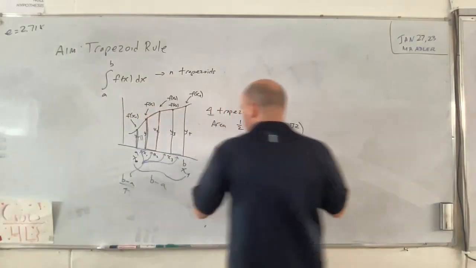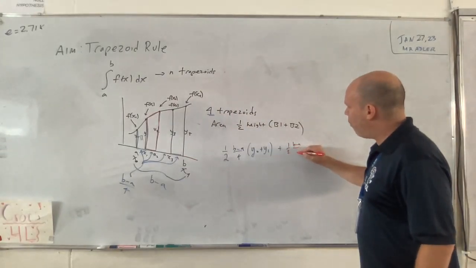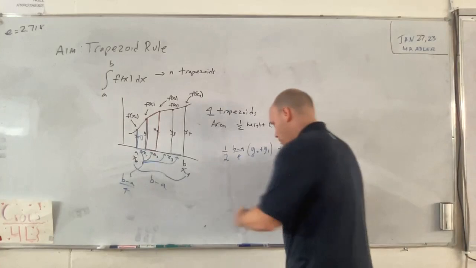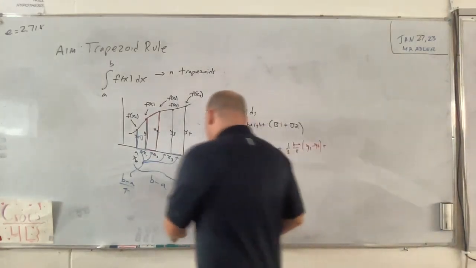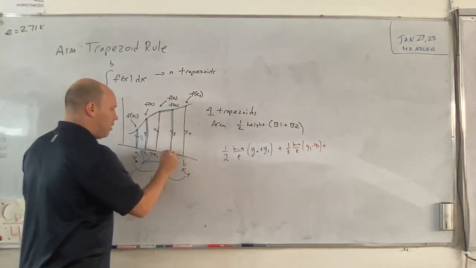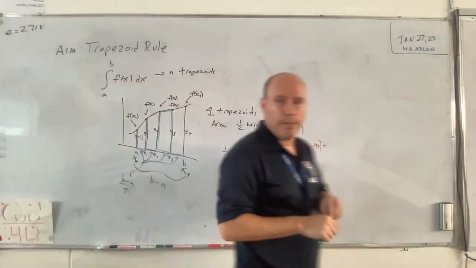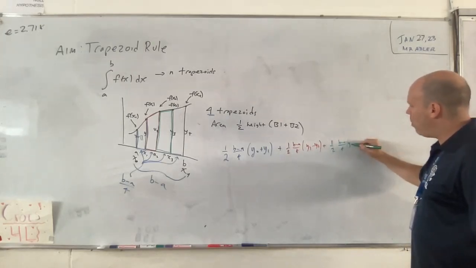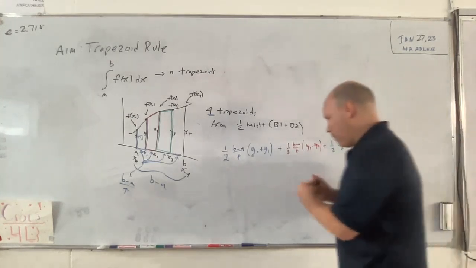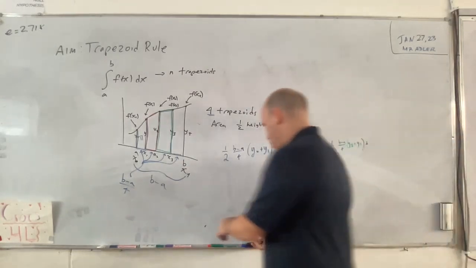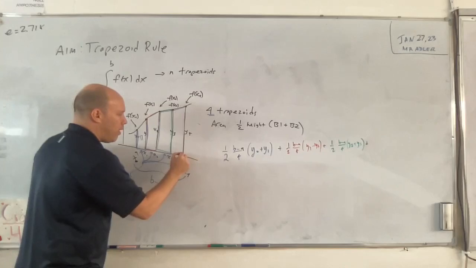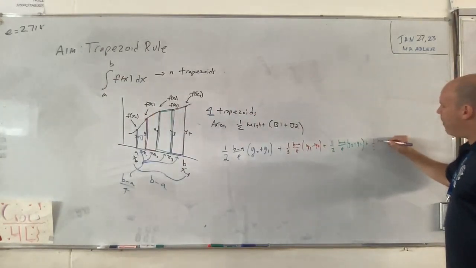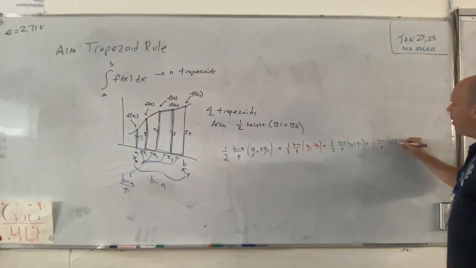So let's see. We have plus what? Same idea, 1/2, the base is b minus a over 4, and we have y1 plus y2. Let's do the third trapezoid, in green. Same idea here. Am I running out of space? No, I'm good. So we have plus b minus a over 4, then y2 plus y3. And then I'm going to do the last trapezoid in purple. We have 1/2 b minus a over 4 times y3 plus y4.